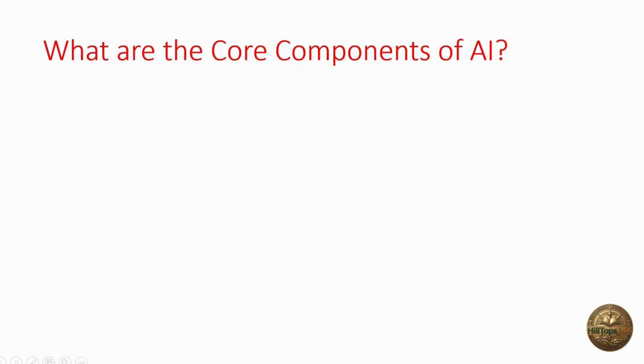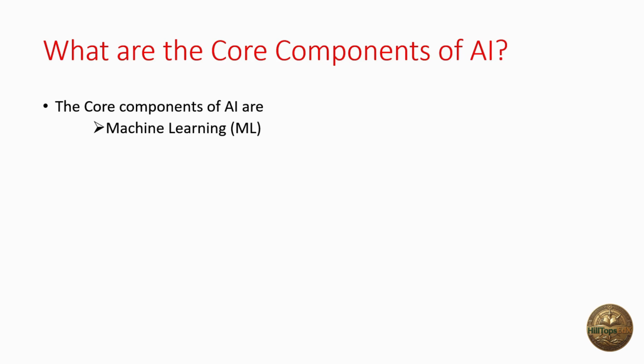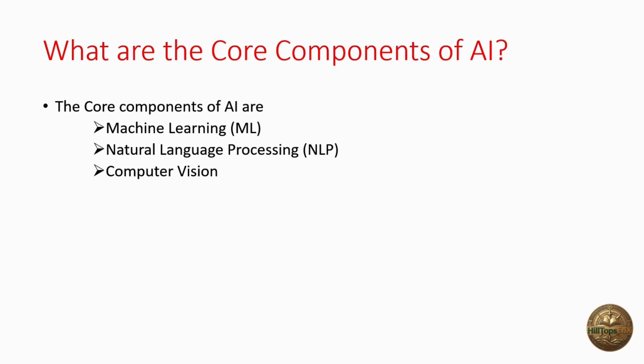What are the core components of artificial intelligence? The core components of artificial intelligence are machine learning, natural language processing (NLP), computer vision, and finally neural networks. These four are the core components of artificial intelligence. Now, let's understand what exactly each component does.